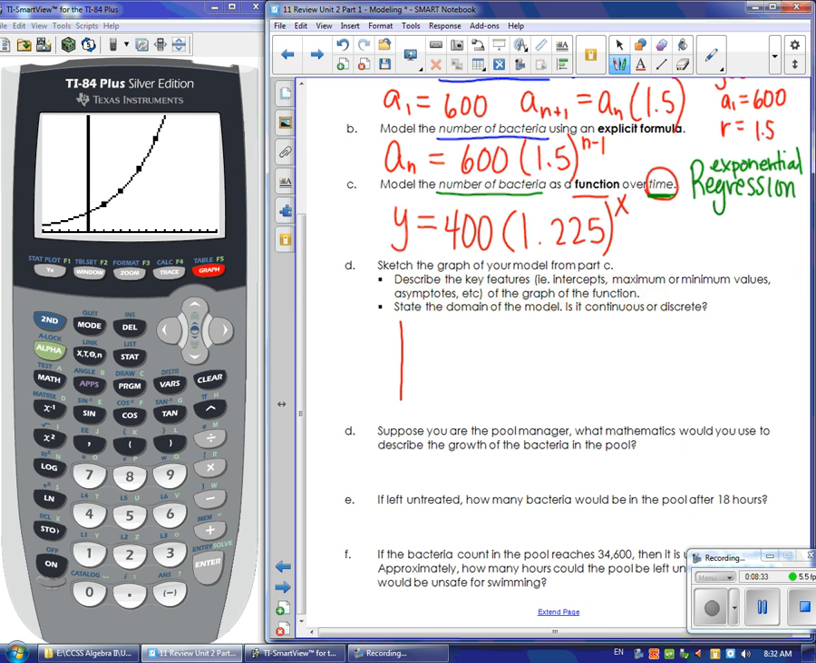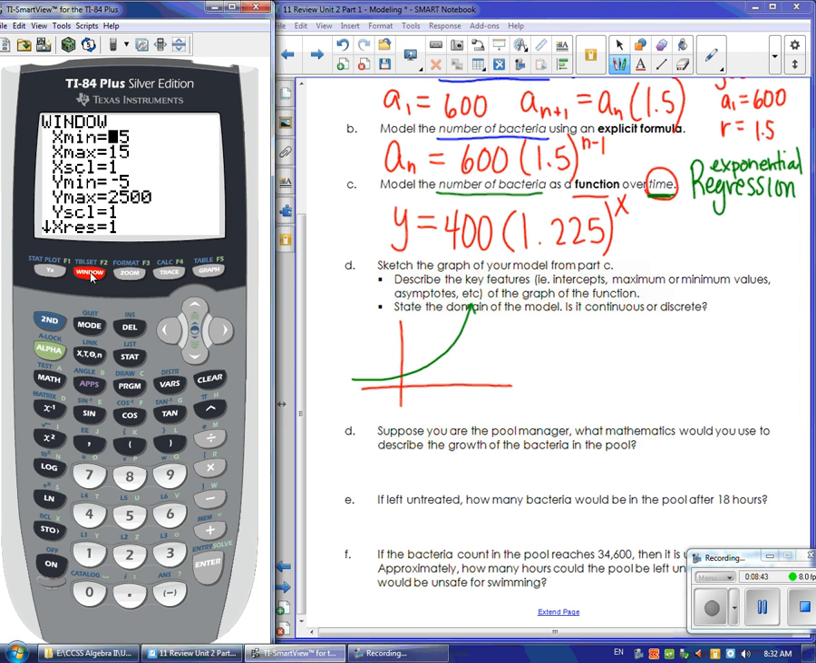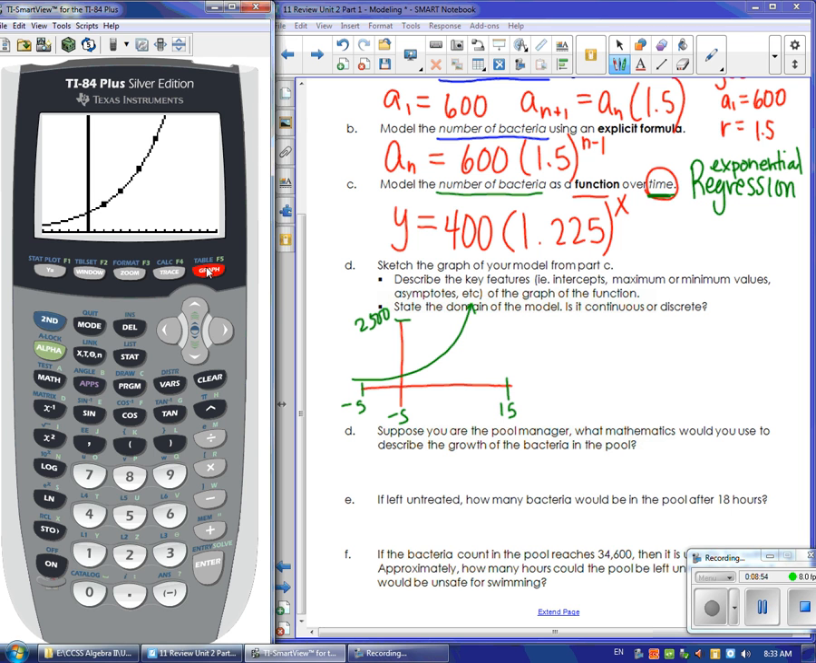All right, so what I have here, let me actually do this in a different color. It looks something like that. And if I go to my window settings, you don't have to do this. I don't think you're going to be asked to do this on the calculator, but on the test, I'm going to go ahead and just put my min and my max values in here so that you guys can see the scale that I used.